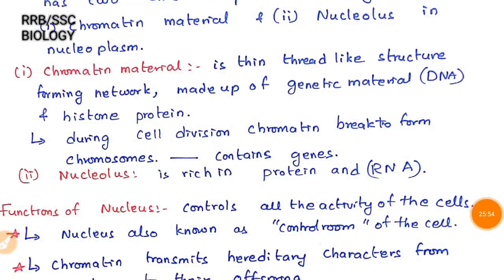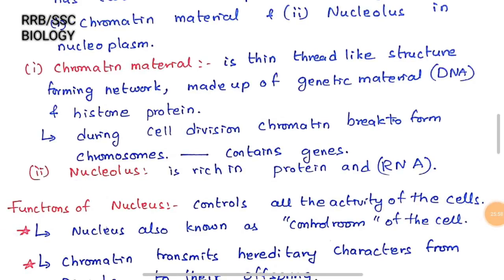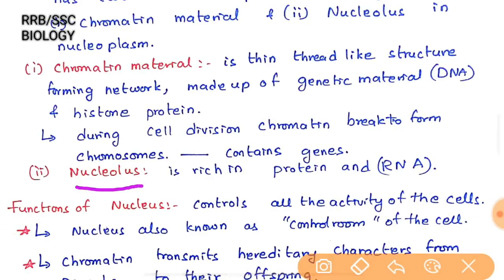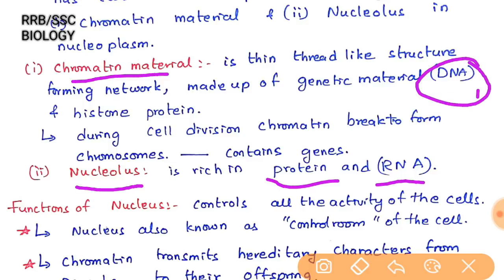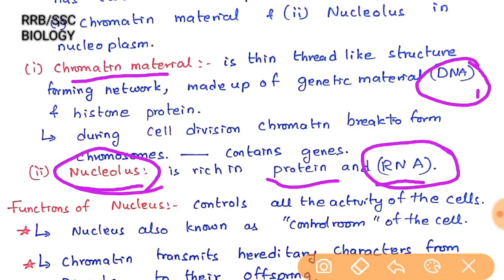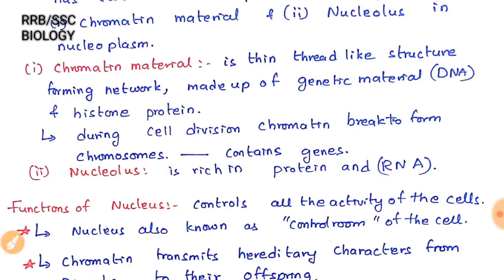The second main component that we can see is the nucleolus, friends. It is rich in protein and RNA. You have to note this, friends. Chromatin material has DNA, deoxyribonucleic acid, whereas nucleolus has RNA, ribonucleic acid. What are the functions of the nucleus?